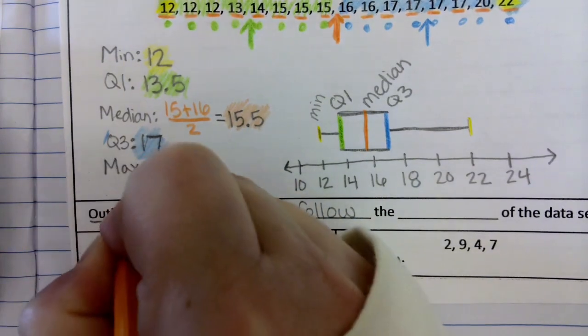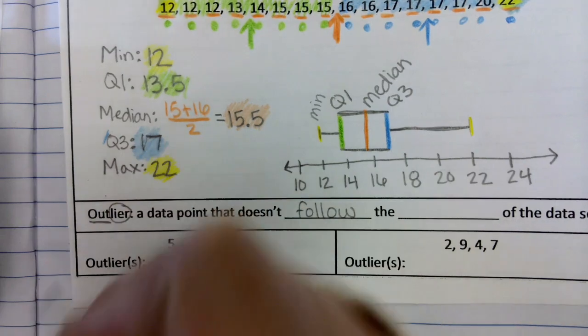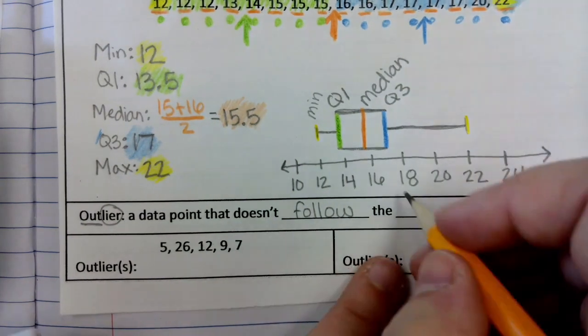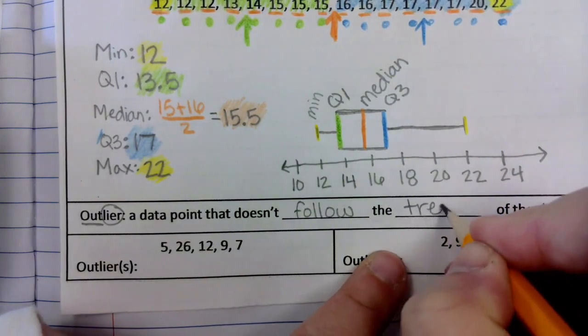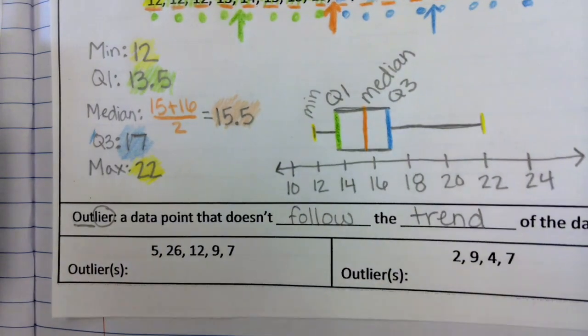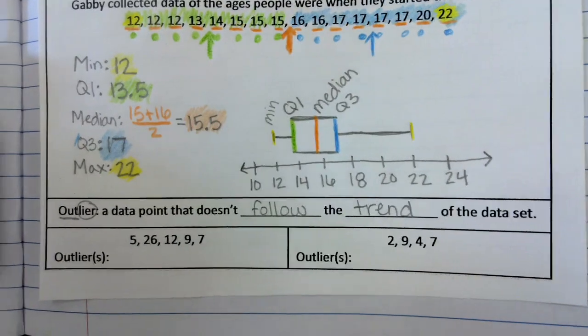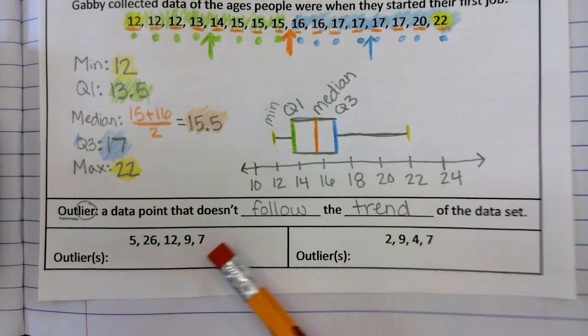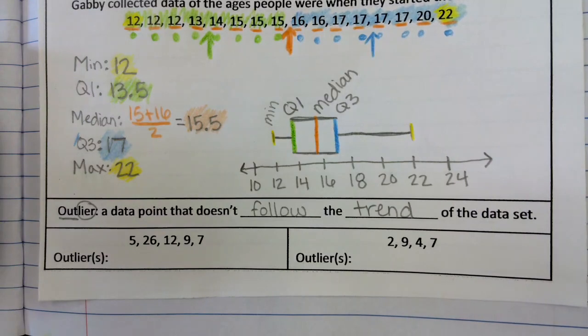So in this first one, we have 5, 26, 12, 9, 7. Okay, and if that's hard for you to think about, maybe think about it as ages. If you're having a birthday party and you had a 5-year-old, a 26-year-old, a 12-year-old, a 9-year-old, and a 7-year-old, is there one that doesn't really belong? Which one? Yeah, the 26 doesn't really belong. It's kind of goofy. It's really far out there.